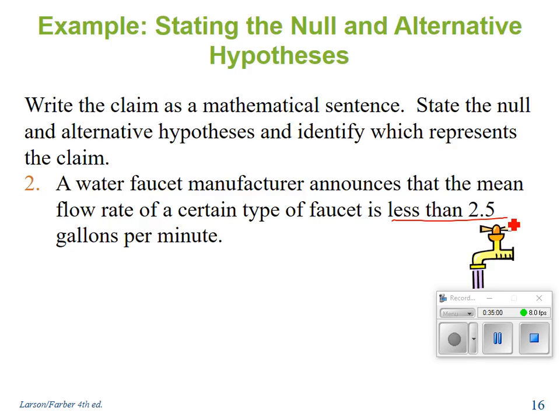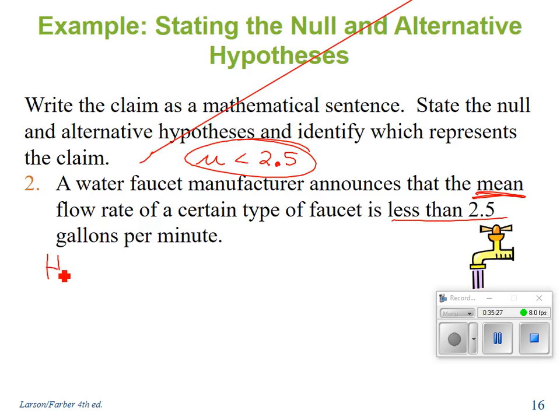So we change this. How am I going to write that? This time, instead of dealing with P, we're dealing with what? Mu. So it's mu. Is it an equal to sign? Less than 2.5. That's the original statement.